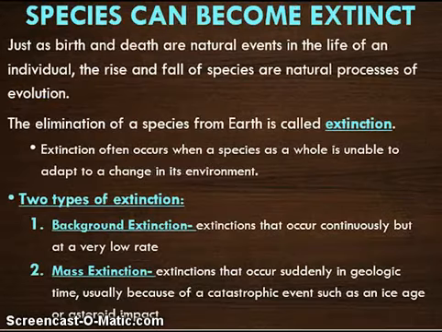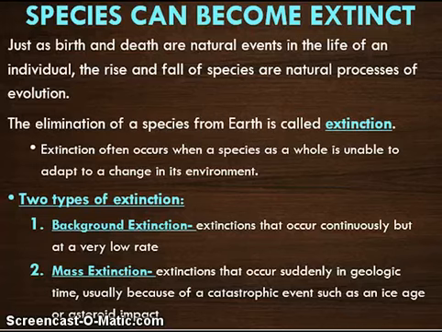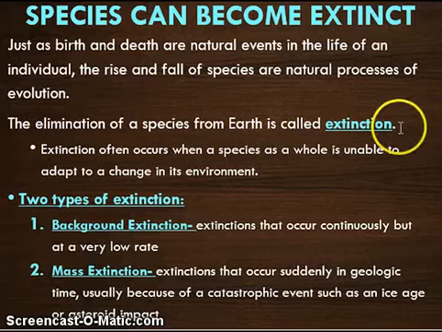We've talked about how species form. Now we're going to talk about how species can become extinct. So just as birth and death are natural events in the life of an individual, the rise and fall of species are also natural processes of evolution. So anytime that we have the elimination of a species, that's known as extinction, which I'm sure you're aware of.